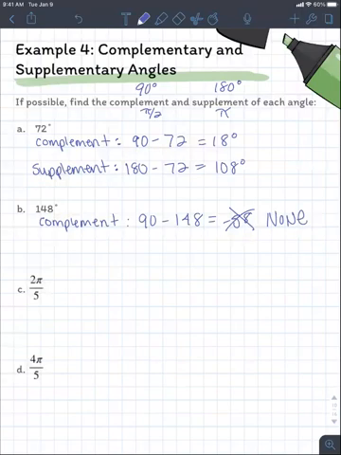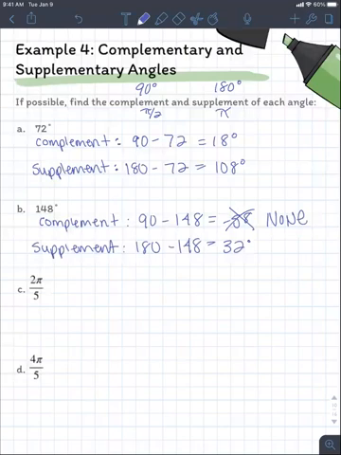Okay, and then for our supplement, we're going to do 180 minus 148. So 180 minus 148 is 32 degrees, and that one's a positive number, so that one's okay. Cool?